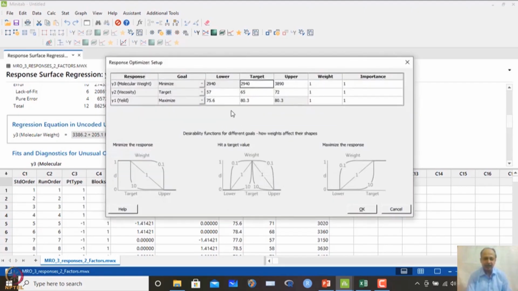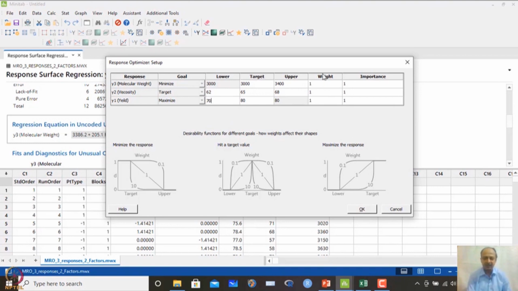In Setup, for molecular weight, let us say the target value is approximately 3200 what we have written, but we can mention something lower than that also, it does not matter. So, we have to minimize this one. The upper bound that is given is 3400. Then for the target value of y2 viscosity, it is taken from 62 to 68, and 65 is the target, as taken correctly. Yield has to be maximized, so the target value is 80 over here, and this varies from 70 to 80, as we have taken.